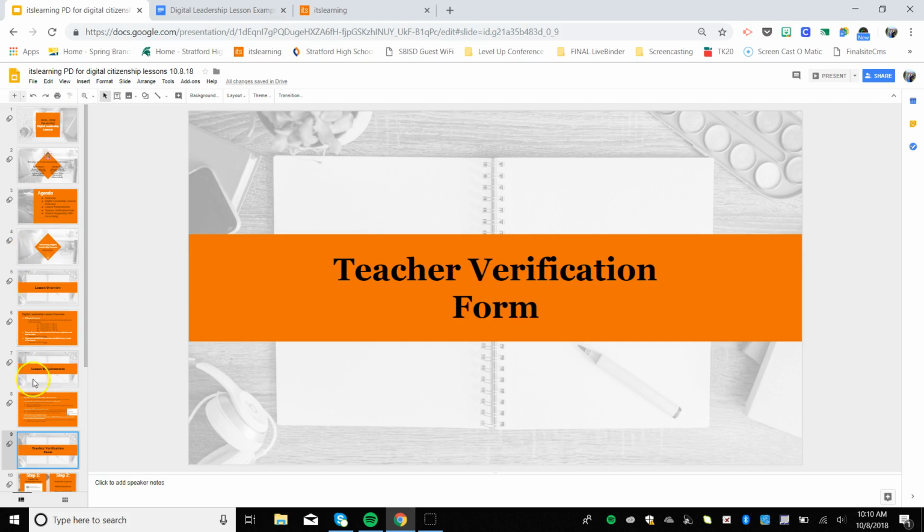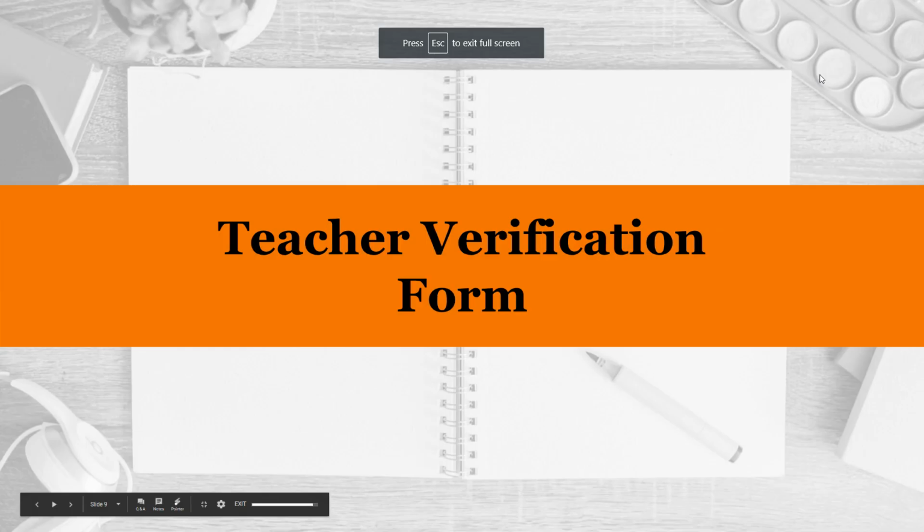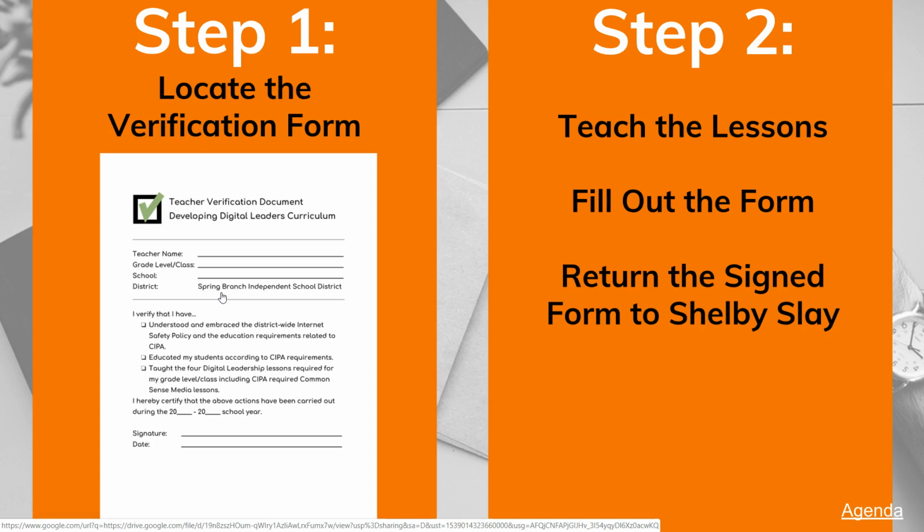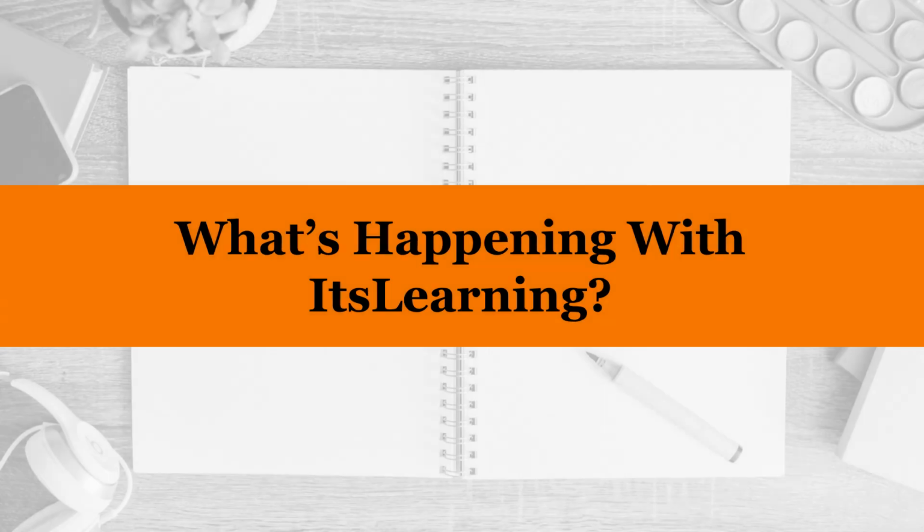All right, let's quickly look at that teacher verification form like we were just talking about. All right, again, it is linked. If you click right here on the form, it is linked to this presentation as well, so you can get it that way. So step 1 is locate the verification form. You can just click right there. Step 2, obviously teach the lessons, fill out the form, and then return it signed to Shelby Slate, which is me. All right, moving on from there, we're just going to quickly talk about some different things with It's Learning.